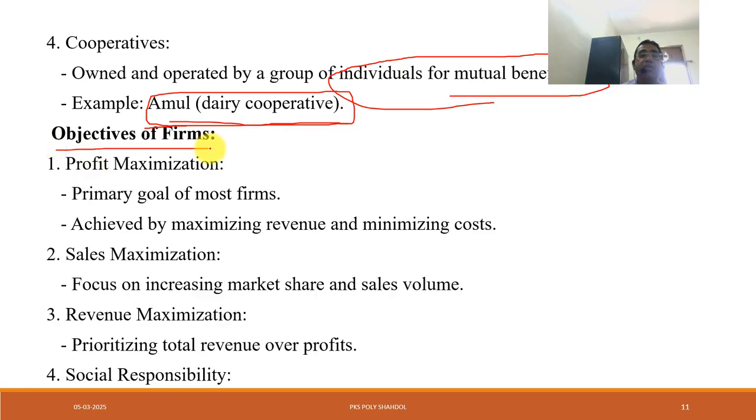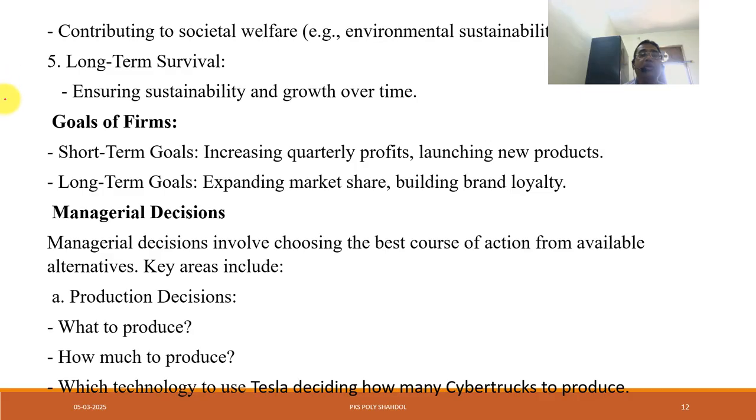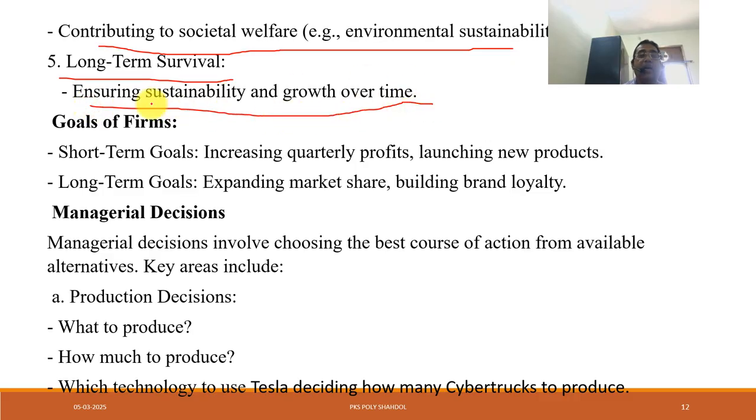Similarly, the objectives of a firm. What is the objective of a firm? Profit maximization: the primary goal of most firms, achieved by maximizing revenue and minimizing cost. It is profit maximization, as I said earlier. Similarly, sales maximization focuses on increasing market share and sales volume. Revenue maximization means prioritizing total revenue over profit. Social responsibility means contributing to societal welfare and environmental sustainability. Long-term survival means ensuring sustainability and growth over time.